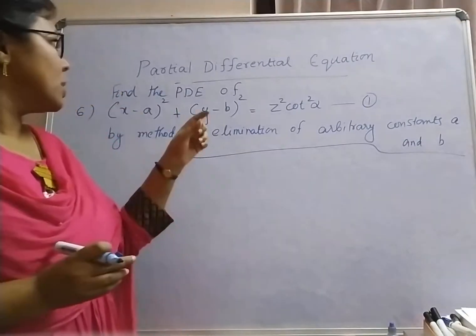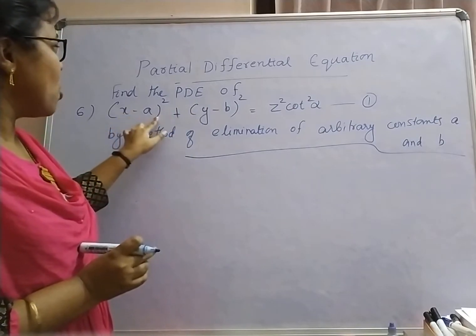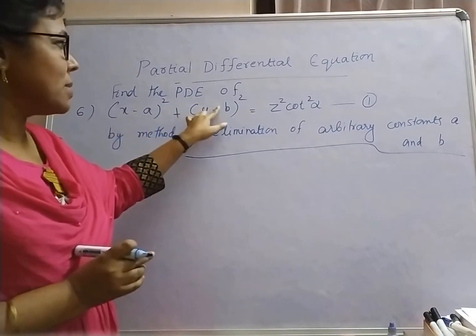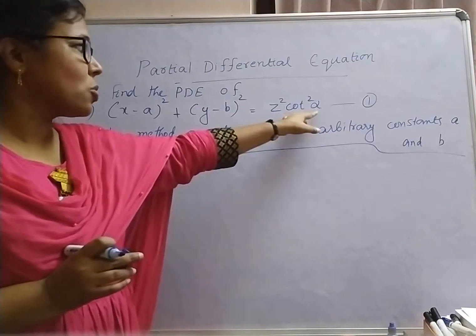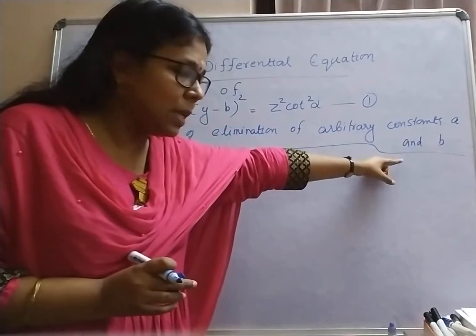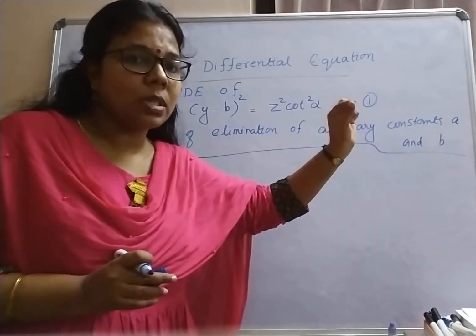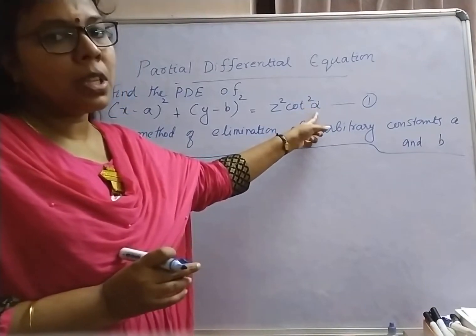Hi, next question is find the PDE of (x minus a) the whole square plus (y minus b) the whole square plus z equal to z square cot square alpha by the method of elimination of arbitrary constants a and b. Here it is given as a and b are the arbitrary constants. Therefore, alpha is a fixed constant.